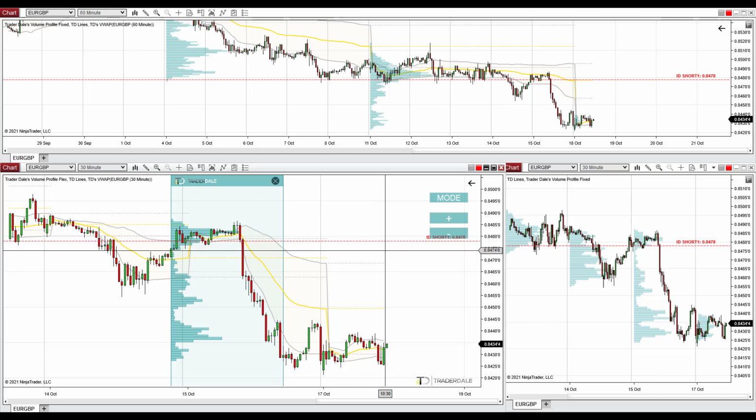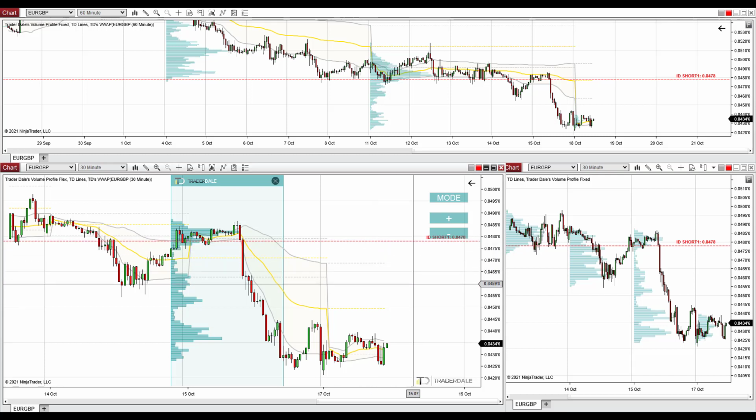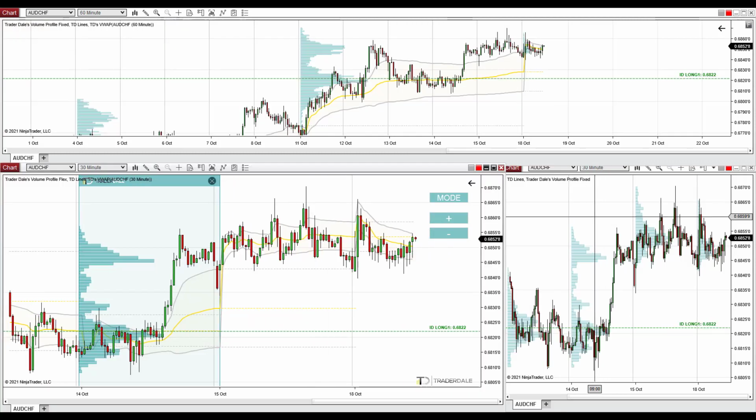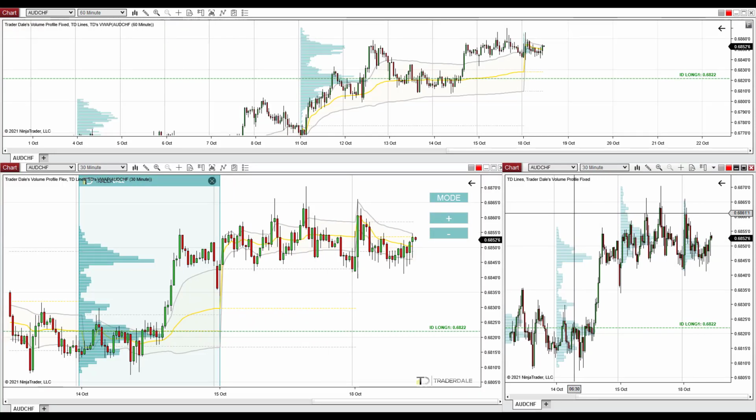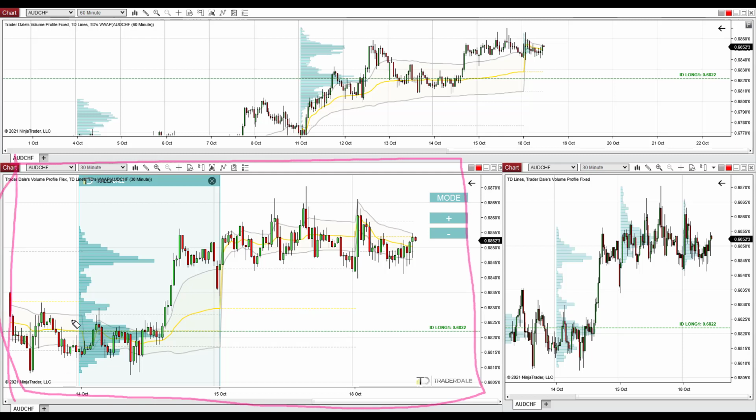So that's for the Euro British Pound, and let's now go and have a look at the next trading idea, which is on the Australian dollar Swiss franc. So now all the charts show the Australian dollar Swiss franc, and in this case the scenario is very similar to the previous case. Let's first have a look at this 30-minute chart. There was a rotation from which strong trend activity started.